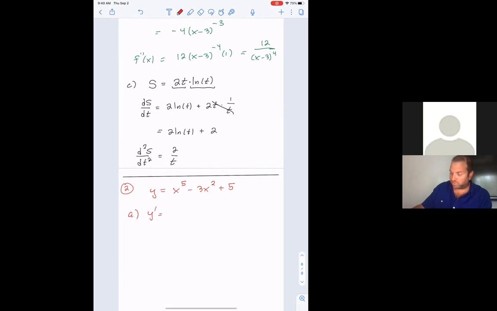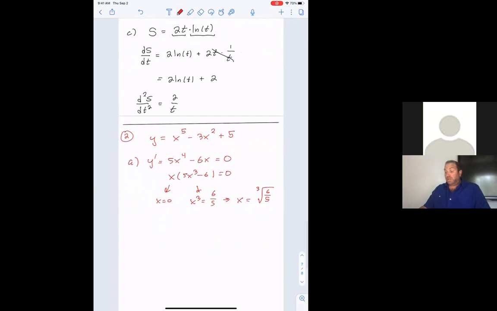y prime, the first derivative, is 5x to the 4th minus 6x. And we want to know when the first derivative is 0. So set it equal to 0, factor out an x, we get 5x cubed minus 6 equals 0. So we get x is equal to 0, or x cubed equals 6 over 5, so that x equals the cube root of 6 over 5. Are those first derivatives maxes or mins or neither?